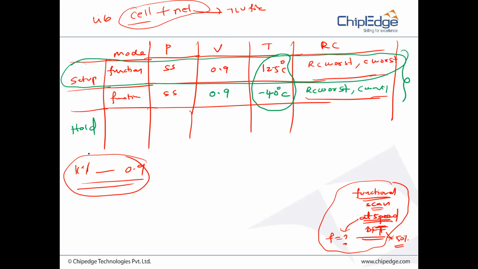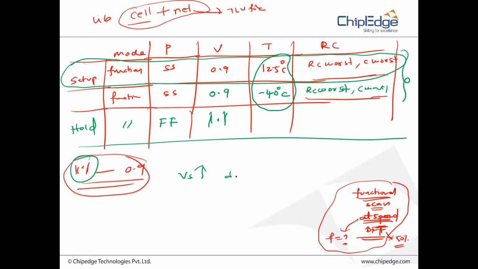Now, what about the best case? That will be for hold, right? So the same functional mode I will take. What should be the process for best? Fast. So the delay will be less, timing is good, and violations will be less. Then what about voltage? It should be 1.1, the highest value. If Vdd is more, you know that delay is less because the current flowing from source to load will be more. Yes or no? Yes, sir.